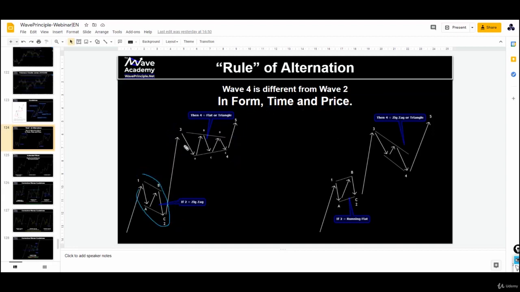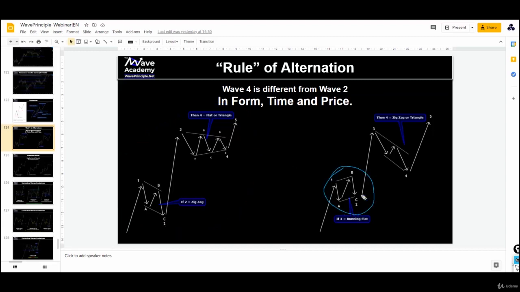If this took 1 day, this may take 4 days. If this took 1 hour, this may take 8 hours. And also, if this is a zigzag, this can be a flat or a triangle, as you can see here. If this is a flat, then this is a zigzag or a triangle, as you can see. But it cannot be a flat and a flat unless it's happening in different cycles, like a big one and then a smaller one. That's a different case. The main idea is that you get something different in shapes, time, and price.